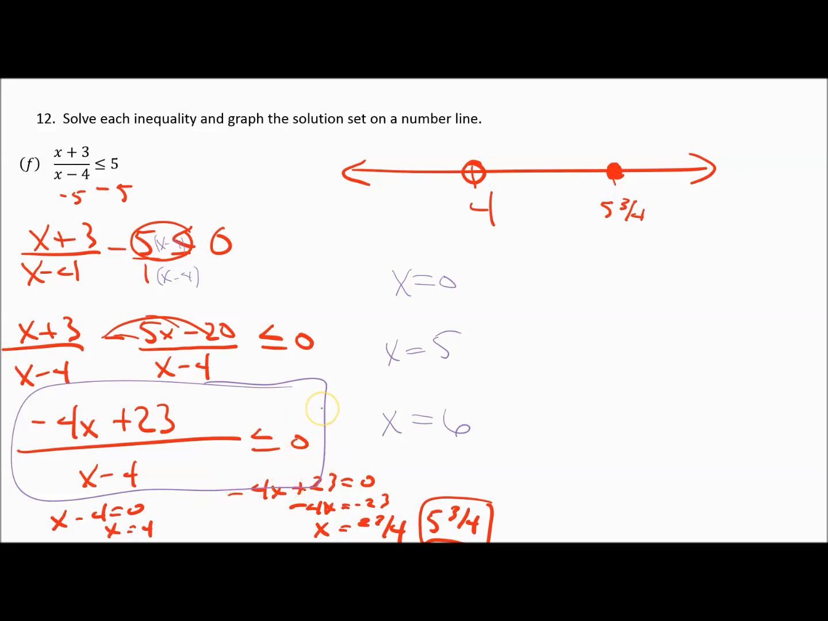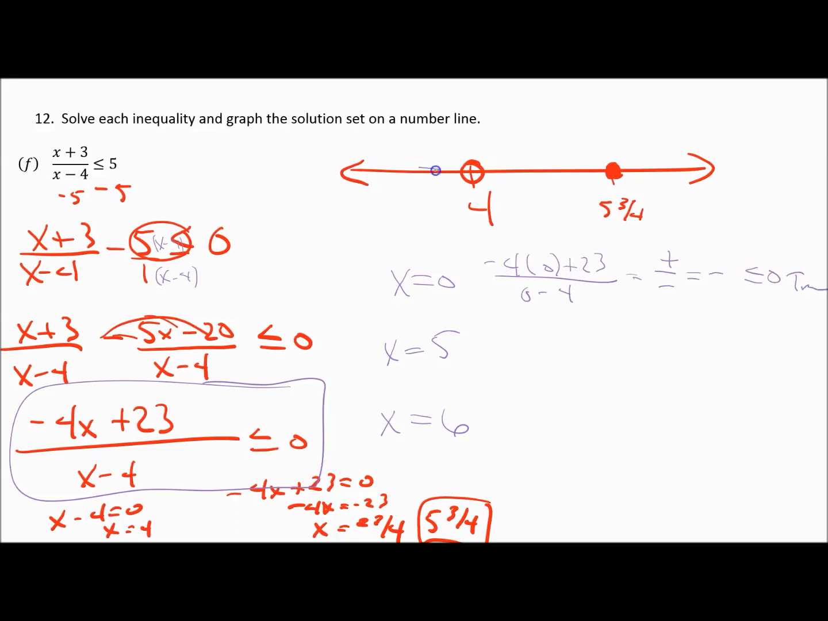Because it's got the 0 on the other side and the analysis will be easier, but you could always go back to the original and work it all the way out and see if that's a true or false statement. So I've got negative 4 times 0 plus 23 divided by 0 minus 4. If I simplify that, that just gives me a positive number over a negative number. Not negative 1, again, a negative number. And a positive divided by negative is always equal to a negative. And that is less than or equal to 0. That's true, right? Okay, so this needs to be filled in.